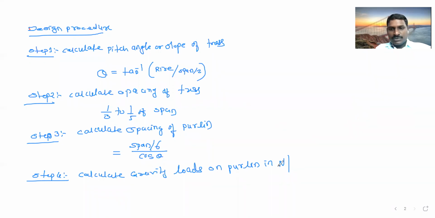Okay. So how to calculate gravity loads? Gravity loads mean dead load, live load, and wind load. Dead load we have to calculate. First, dead load is equal to gravity load.